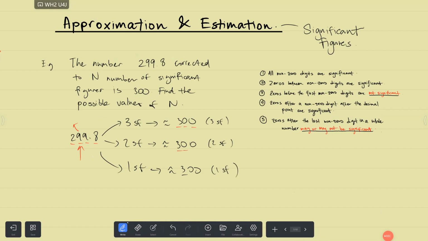And they ask, what are the possible values of n? Well, n can equal 1, 2, or 3. Those are the possible values. Alright, that's it. Thank you so much for watching this video.